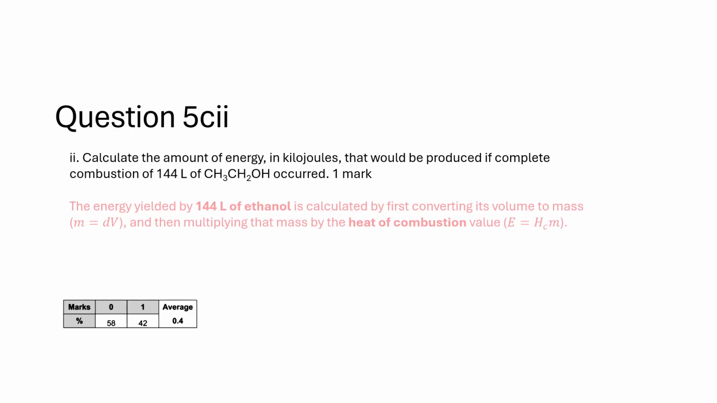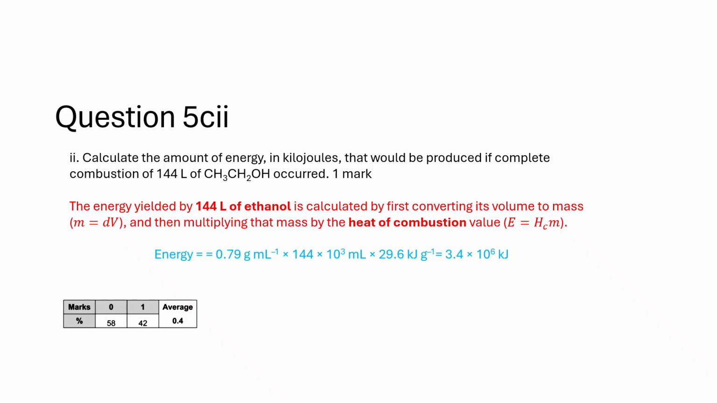The energy yielded by 144 L of ethanol is calculated by first converting its volume to mass, and then multiplying that mass by the heat of combustion value.